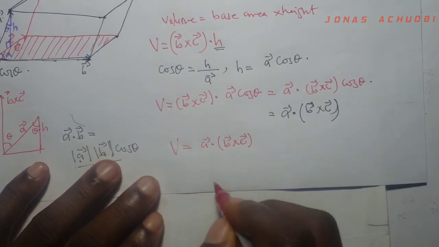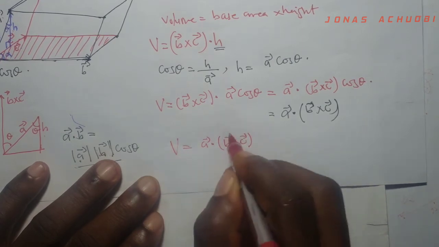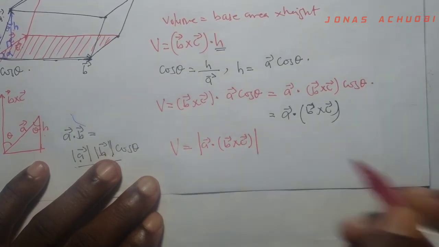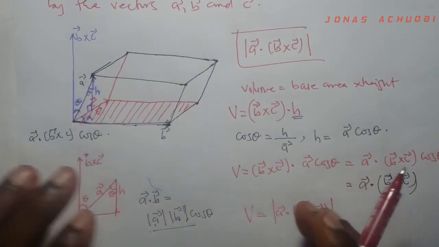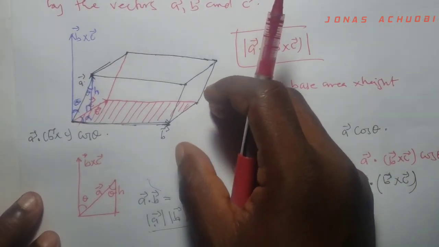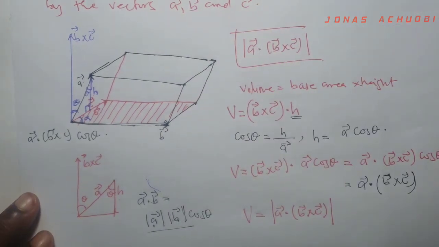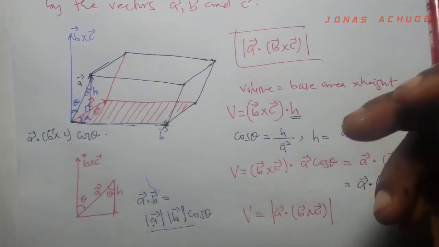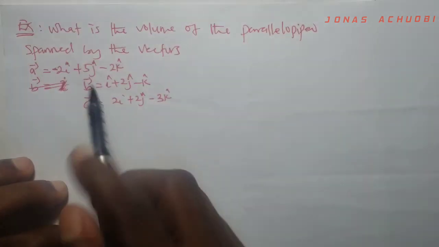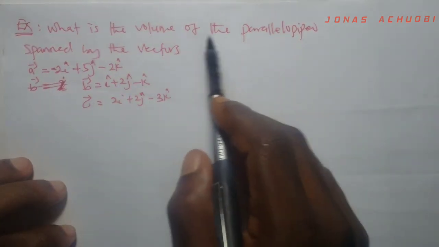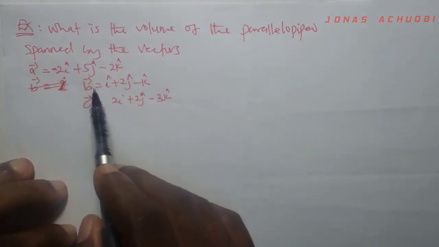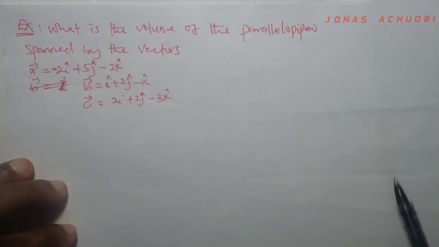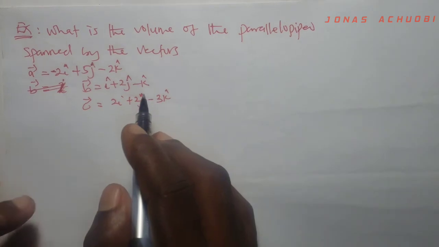And we said this quantity should be put in absolute value. So when you compute this, what you have is the volume of this shape, which we call a parallelepiped. Let's take one example to illustrate. Example: what is the volume of a parallelepiped spanned by the given vectors A, B, and C with the components as follows? This is very easy.